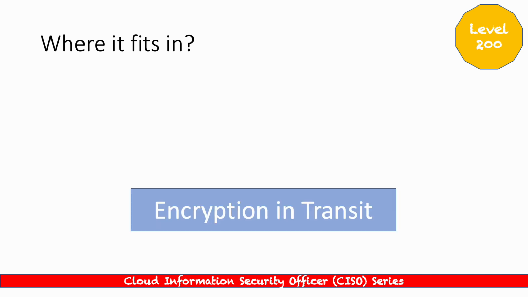Now, where does it fit in? What is it actually doing for us? When we look at encryption, we have encryption in transit. That's basically ensuring that traffic is encrypted from source to destination. Think in terms of SSL, TLS, HTTPS. Those are some of the protocols we are concerned with when we're talking about encryption in transit. Is our traffic secure when it's going from one place to another?